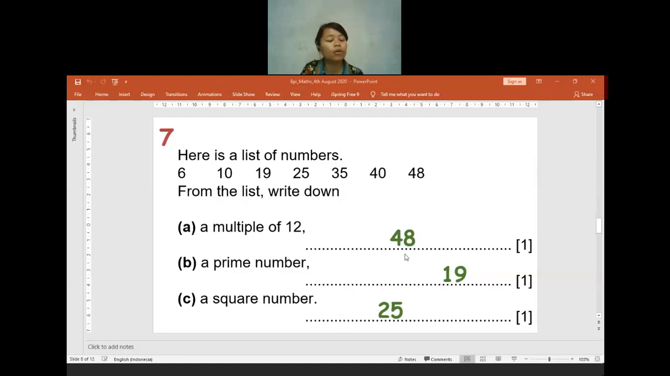Is there anyone who get confused before I move to the next question? Is there anyone? No? Okay. If you are not getting confused, I will move to the question 8.